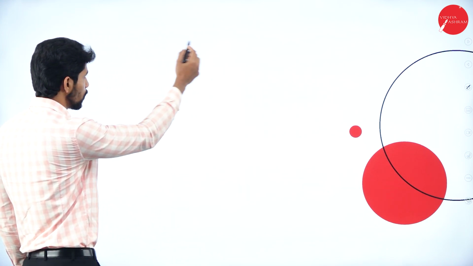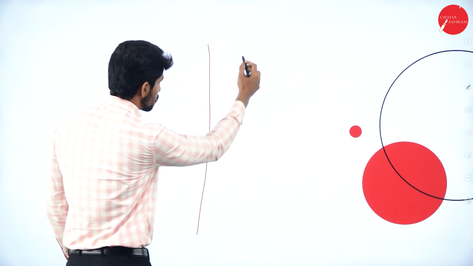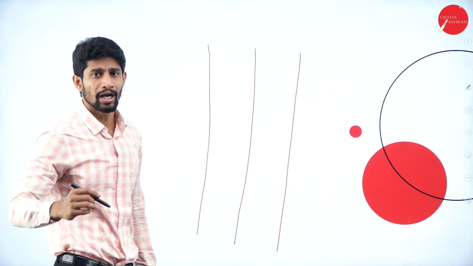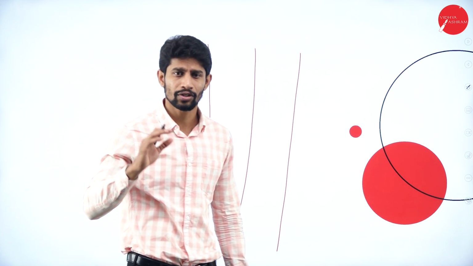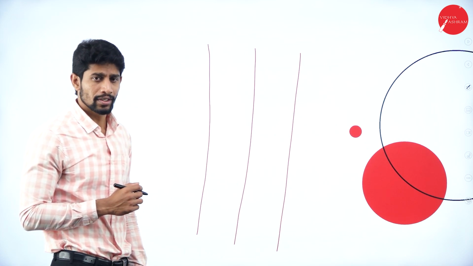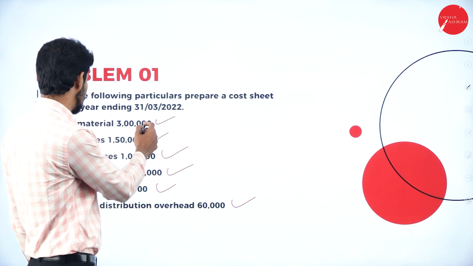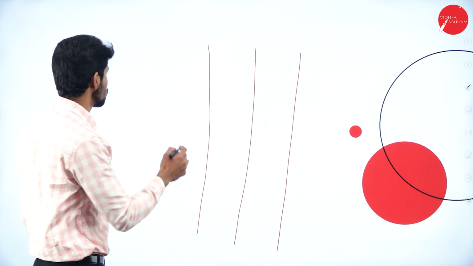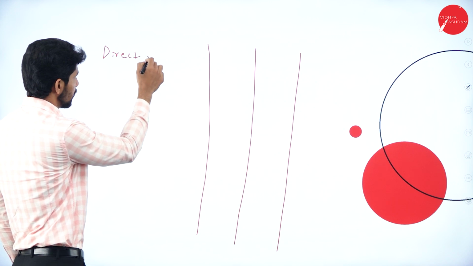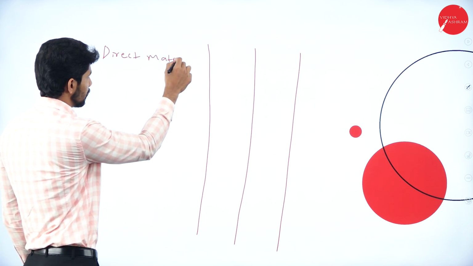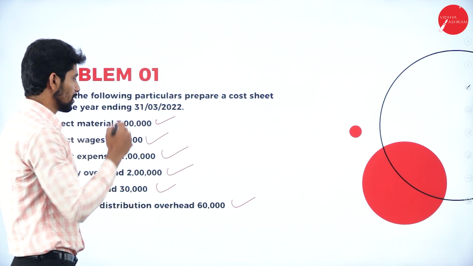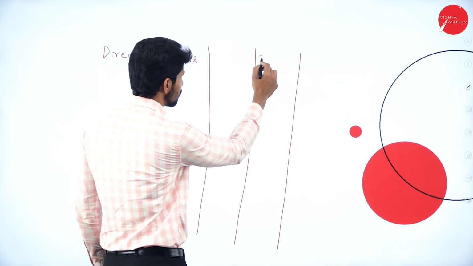So what we are going to do is make 3 columns: particulars, amount. First, what are we supposed to consider? First we are supposed to consider the direct material. So first write direct material. What is the value of direct material in the problem? It is rupees 3 lakhs. So write down 3 lakh rupees.